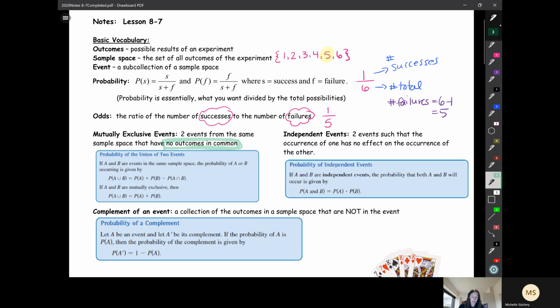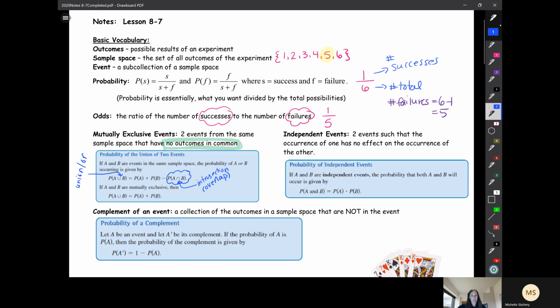So if we have 2 events in the same sample space, then we can do the probability of the union of those 2 events, which means the word or. So this is like the probability of this union here. That symbol for union means or. So the probability of A or B happening, you would take the sum of the 2, probability of A plus probability of B, and then you would subtract the intersection of A and B. This symbol right here, the upside down U, means intersection. And so that's the probability of A and B happening. And so I like to call that the overlap.